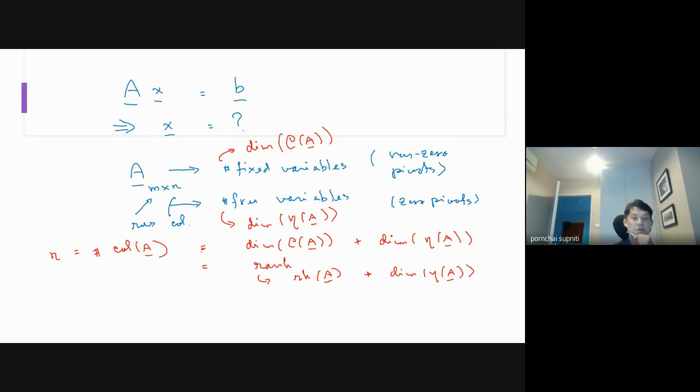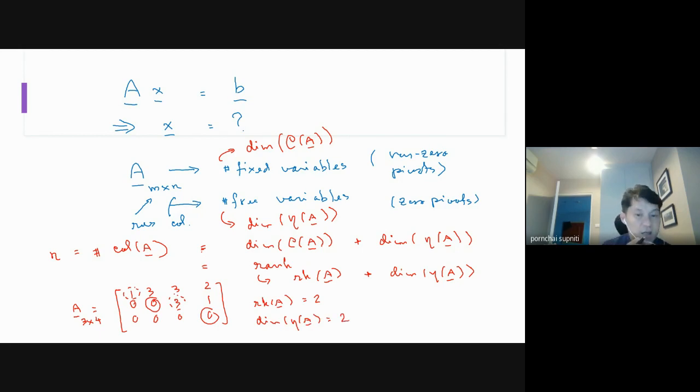Okay. So for example, if we have a matrix A in the general linear system like this, just an example, and this is A with size 3 times 4, you see that there are 1 and 2 pivots. And then you have zero pivots as well, okay? So in this case, the number of fixed variables, which is the dimension of the column space of A, which is the rank of A, is equal to 2. And the dimension of the null space of A is equal to 2 as well, okay?